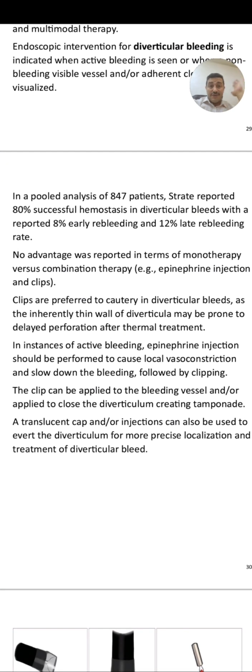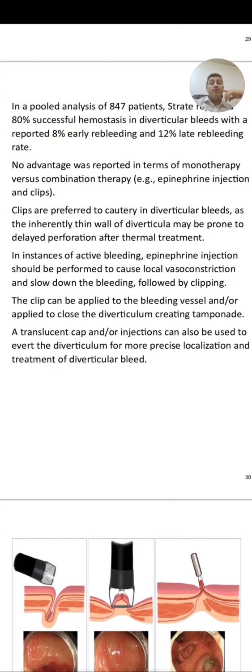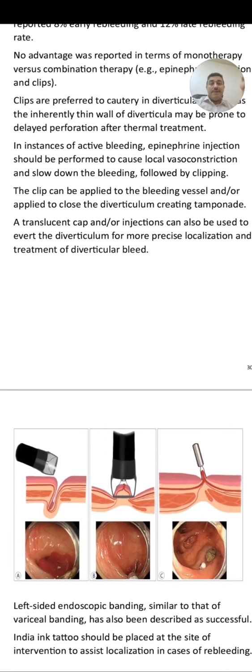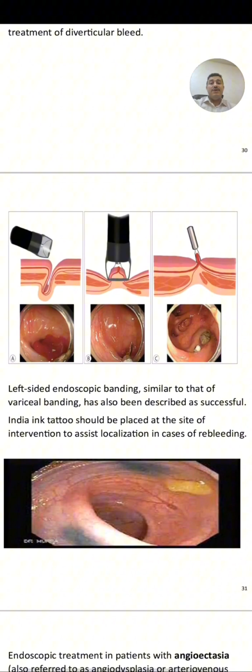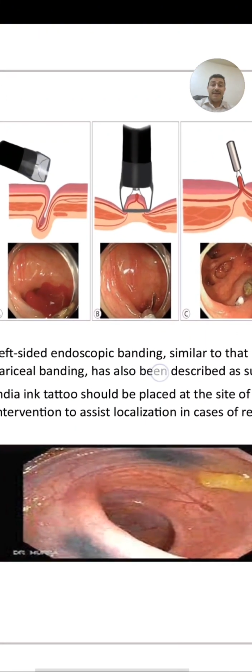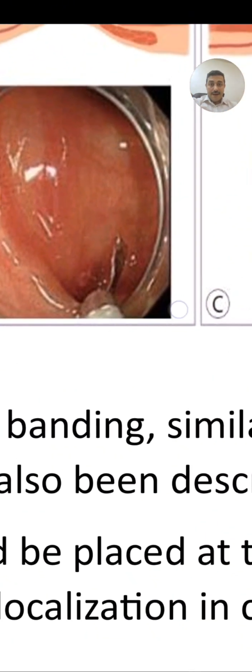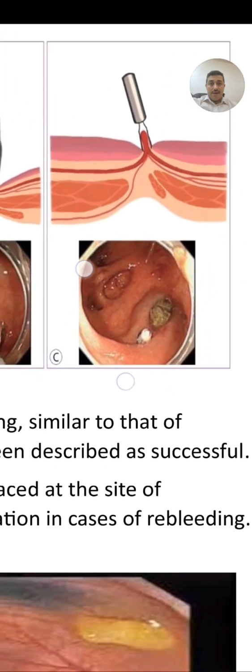As I told you, diverticular disease is well managed by colonoscopy, with no advantage in the form of monotherapy or combined therapy. If there is active bleeding, we can use initially epinephrine to make vasoconstriction, then we follow it by a clip. You can see here the picture of how diverticular bleeding is controlled. Here is a translucent cap in which they evert the outpouching, they bring it up and put a clip over it. Here is the bleeding. Here is the clip. Okay.